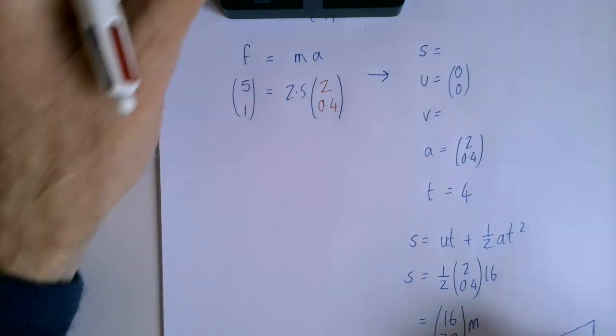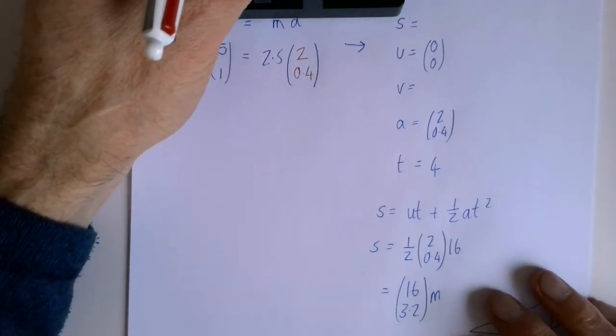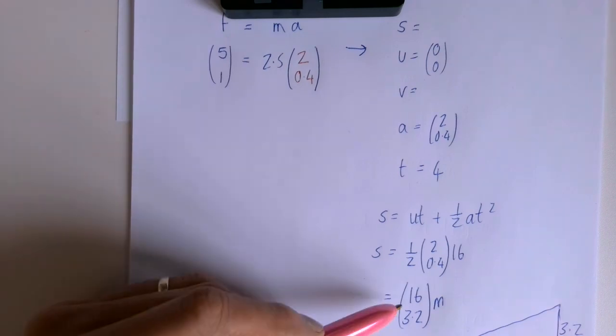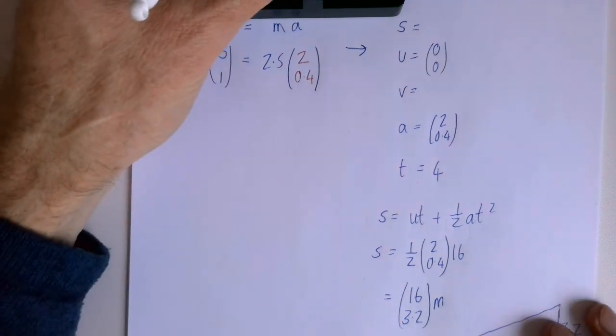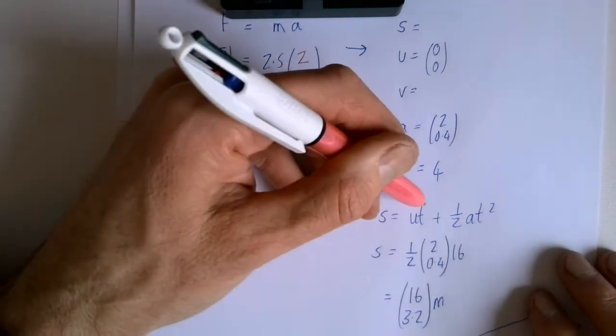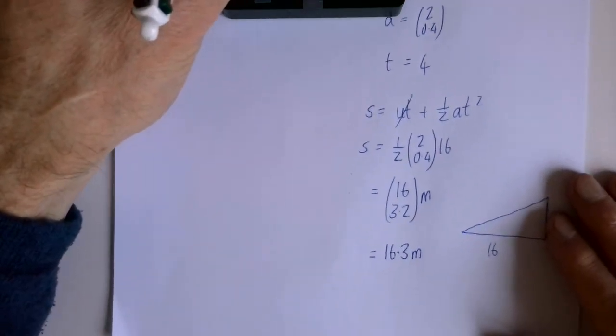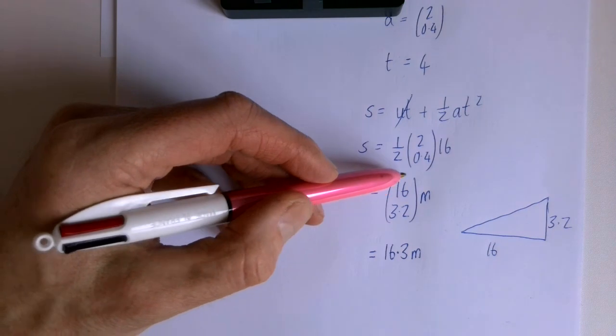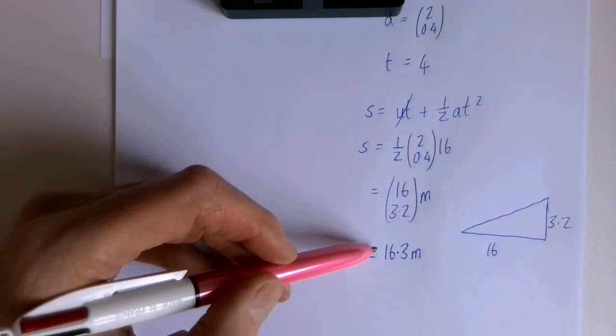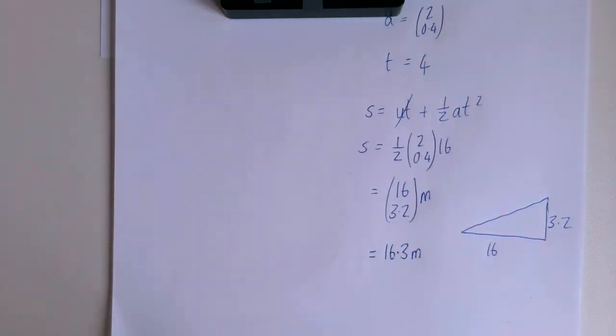We were asked to find the distance travelled in the first 4 seconds, so I worked out the distance as a vector using s equals ut plus a half at squared. As before, u is 0, so it's nice and easy. And then, having worked out the displacement vector, I used Pythagoras to work out the actual distance travelled.